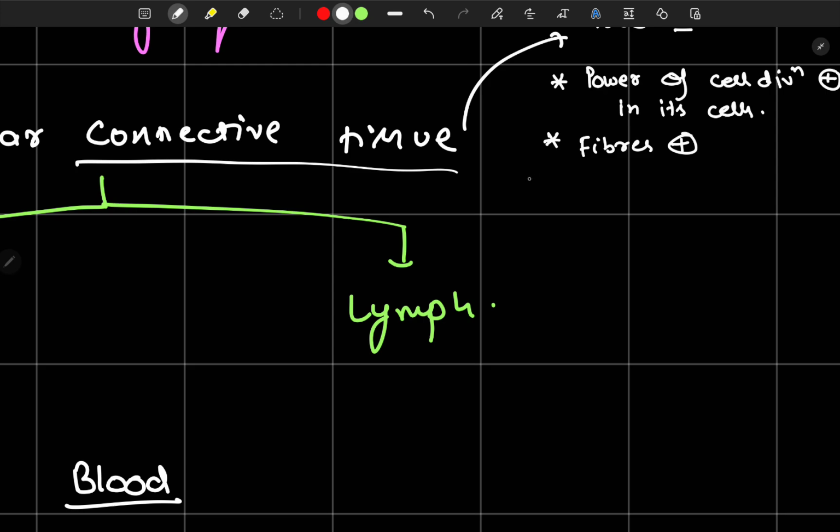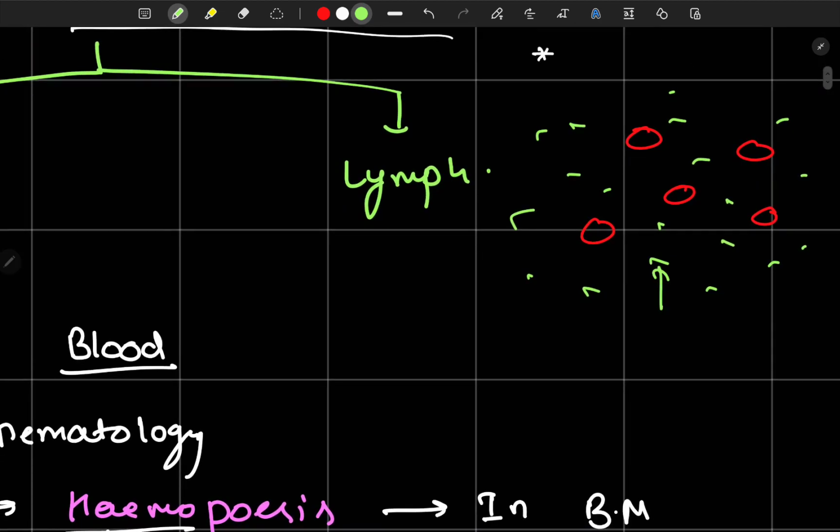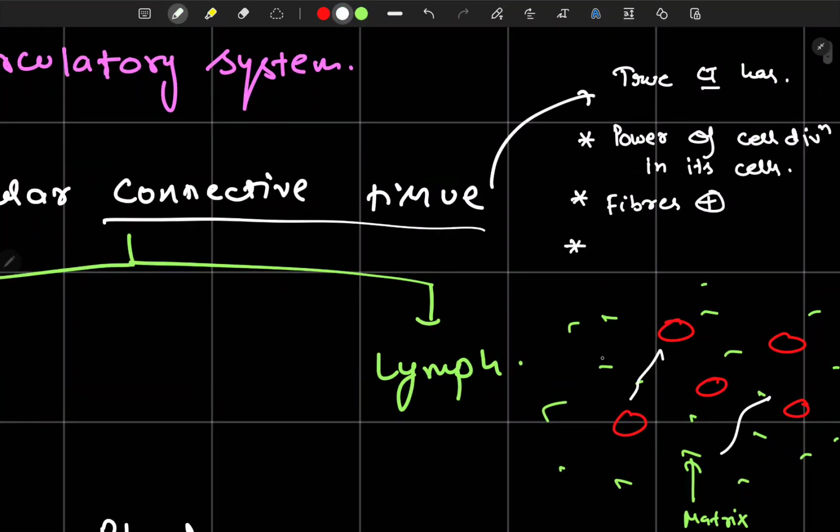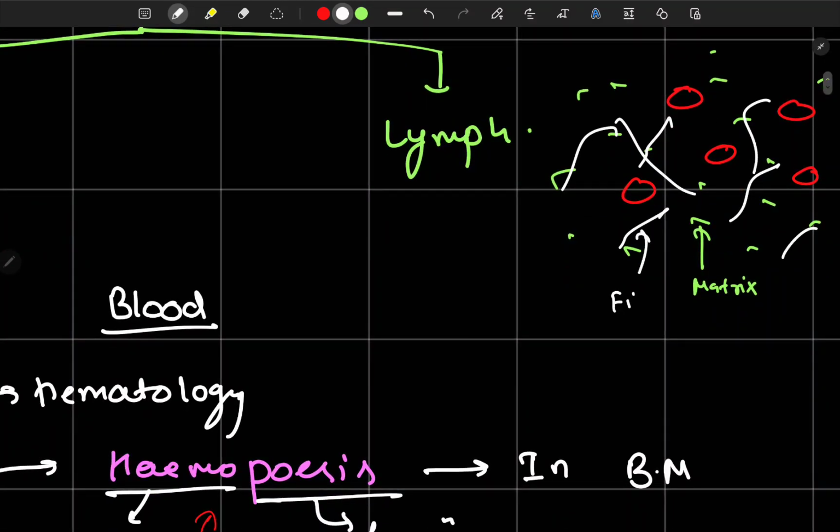Another thing is the matrix. The matrix or stroma, both I consider as the same thing. These are nothing but the background substance. Let me tell you, suppose these are the cells of any tissue. The cells of these tissues are suspended in a matrix. This is the matrix. This matrix of a connective tissue contains fibers which give strength to it. These are the fibers, and these are the cells.